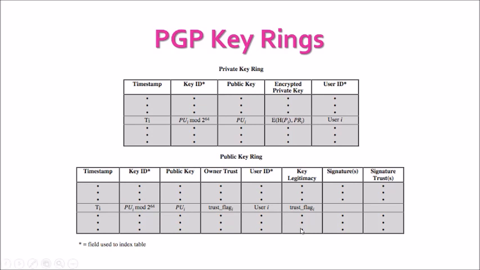keyed using a user-supplied passphrase. This diagram illustrates the general structure of the public key ring. This data structure is used to store public keys of other users that are known to this user. The public key ring can be indexed by either user ID or key ID.